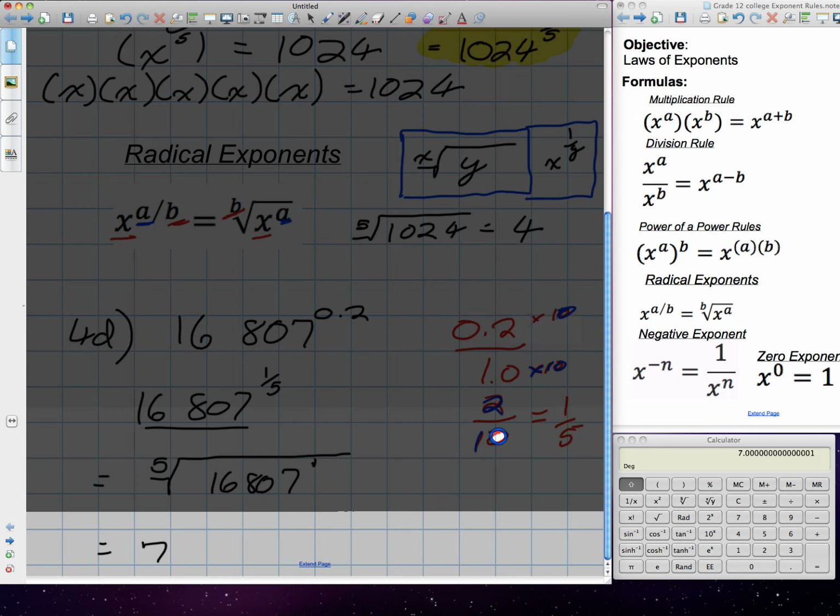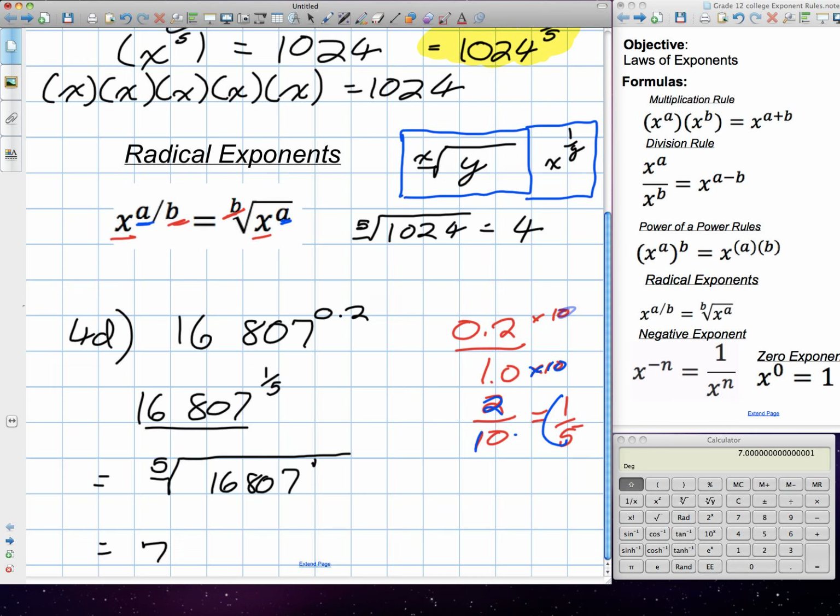We want our exponents to be in lowest form. Okay? If you have a fraction, make sure it's in lowest form. It's usually only one step. We're not going to be working with very complex fractions for this.